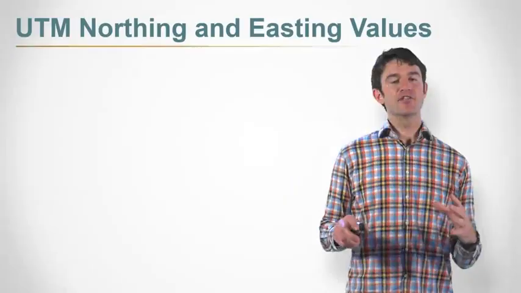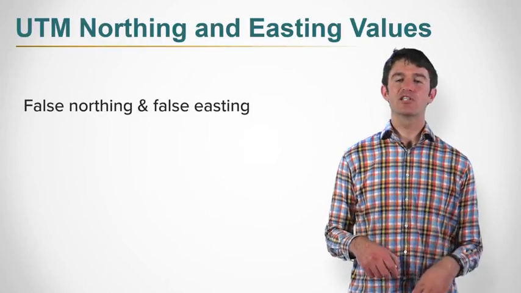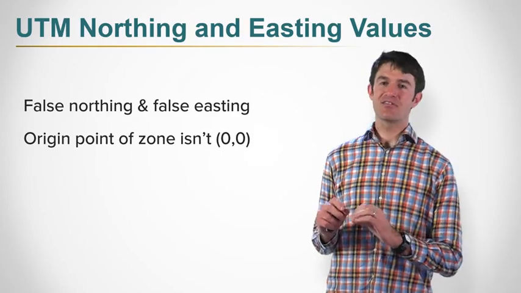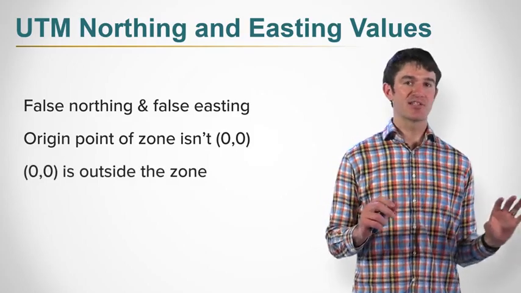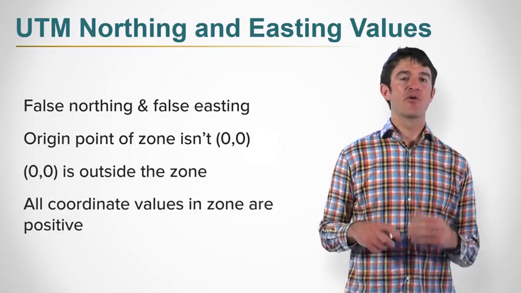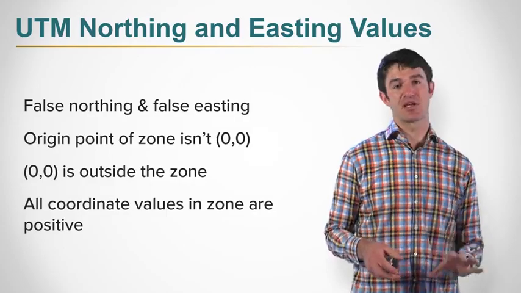UTM also uses what we call a false northing and a false easting, which is a way to say that the origin point of each zone isn't 0, 0. The 0, 0 point is located well outside of the zone so that all the coordinate values within each zone are positive. The northing and easting values defined in the projection parameters tell the GIS system to do this.